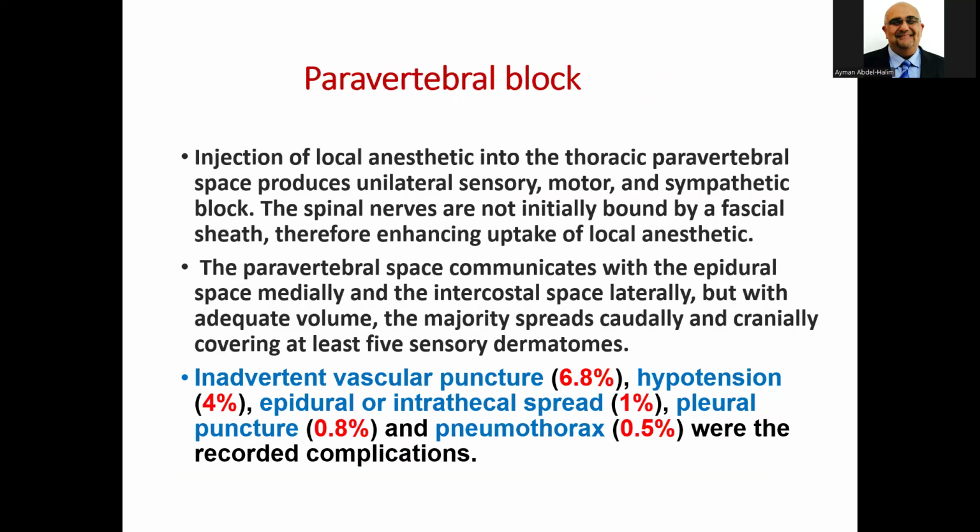Paravertebral blocks: injection of local anesthetic in the thoracic paravertebral space produces unilateral sensory, motor, and sympathetic blocks. The paravertebral space communicates with the epidural space medially and the intercostal laterally, but with adequate volume, the majority spreads caudally and cranially, covering at least 5 sensory dermatomes.